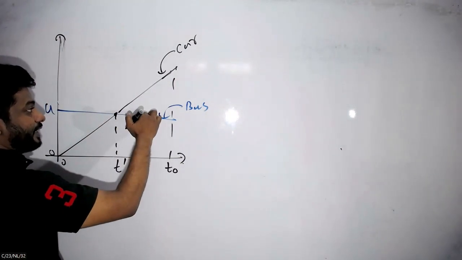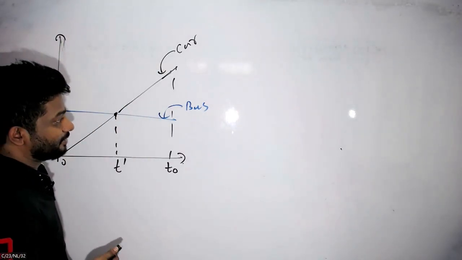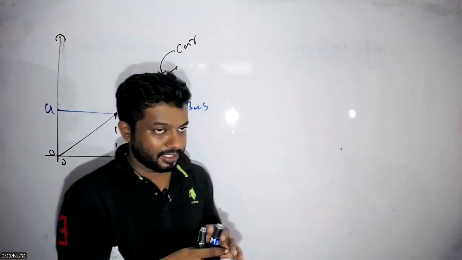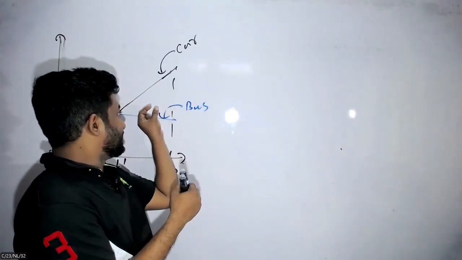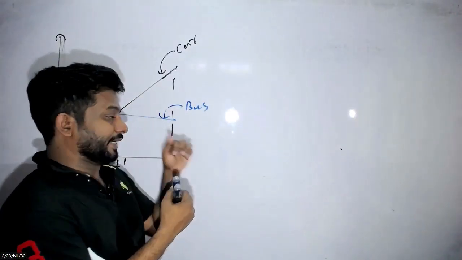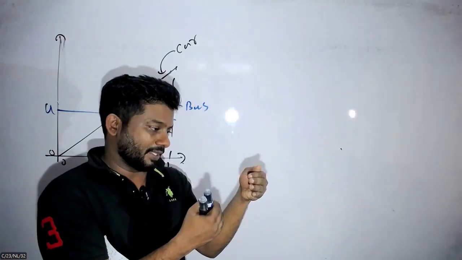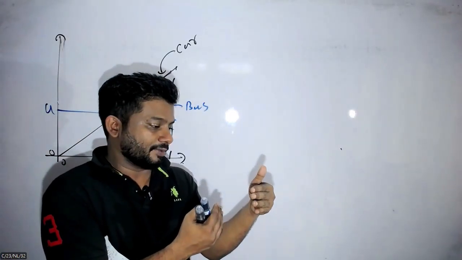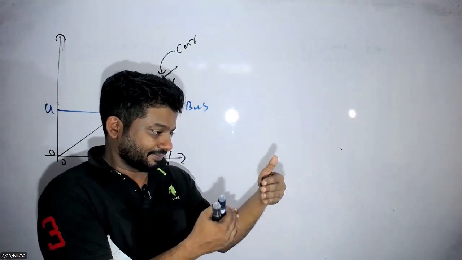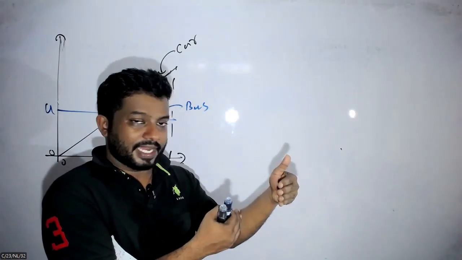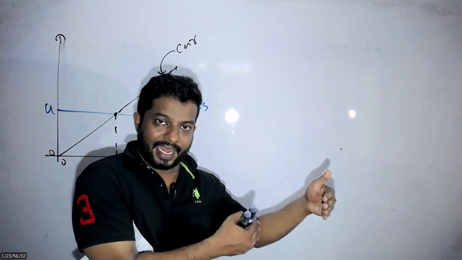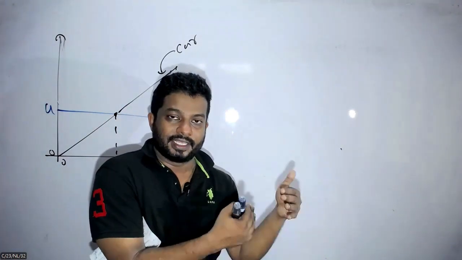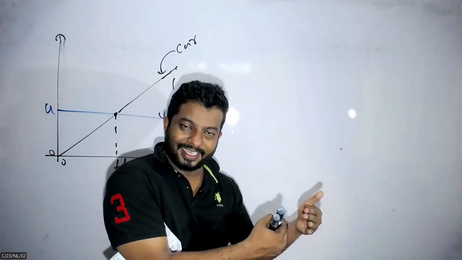Got it? Then, from this point, you can observe that the velocity of the car is greater than the velocity of the bus. That means when you consider a particular time interval from this point, the velocity of the car is greater than the velocity of the bus. Therefore, when you consider a particular time interval, the displacement acquired by the car is greater than the displacement acquired by the bus. Therefore, the gap between the two objects decreases.